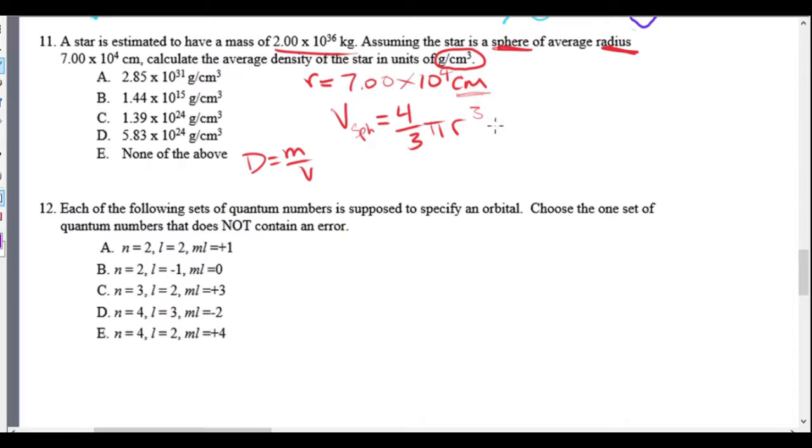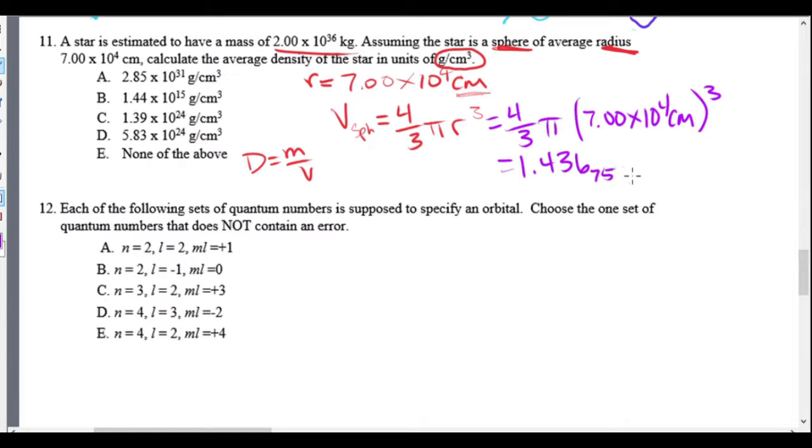So that's going to be equal to 4/3 times pi times 7.00 times 10 to the 4 centimeters cubed. So when you do that, you should get a volume of 1.43675504 times 10 to the 15 centimeters cubed. Perfect. Now we have our volume.